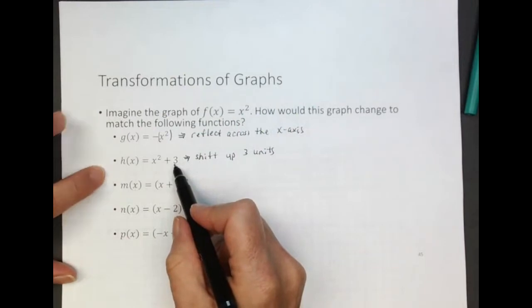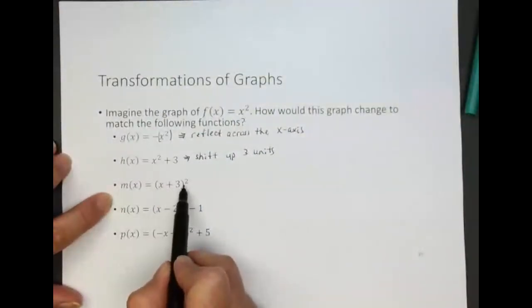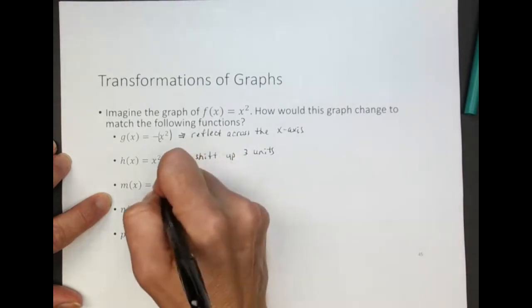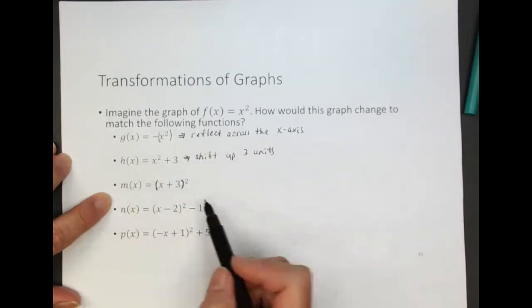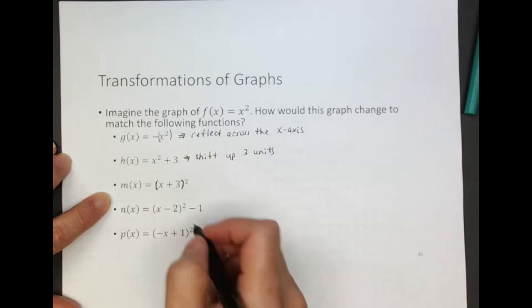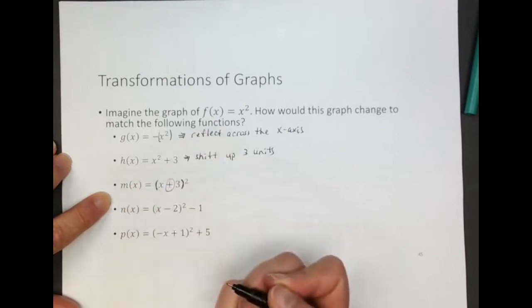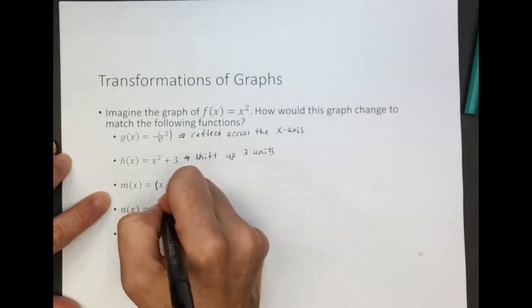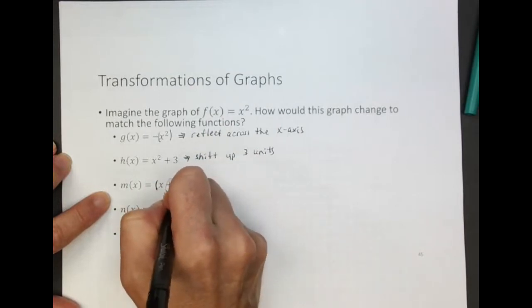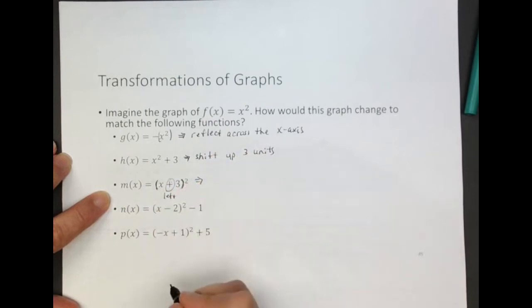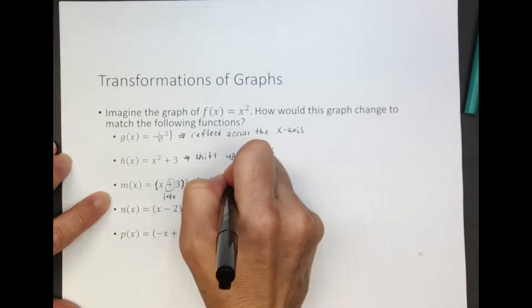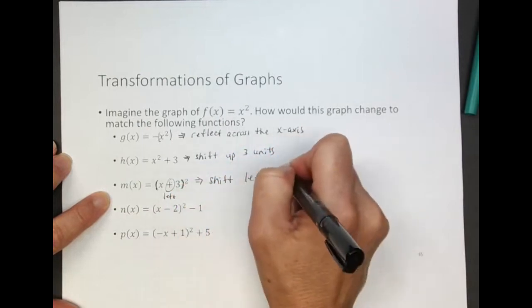All right, look at m of x. What transformation is happening there? Well, in this example, we're adding 3 to the input. It's this whole quantity, x plus 3 squared. So that means that's going to be a horizontal shift. It's counterintuitive. When we add a constant to the input, we're going left, correct. So what's happening here is we are shifting left 3 units.